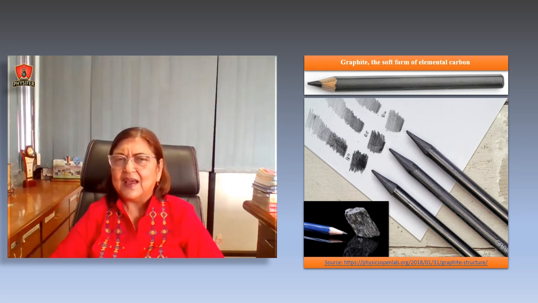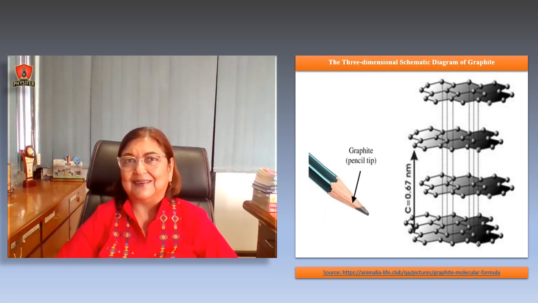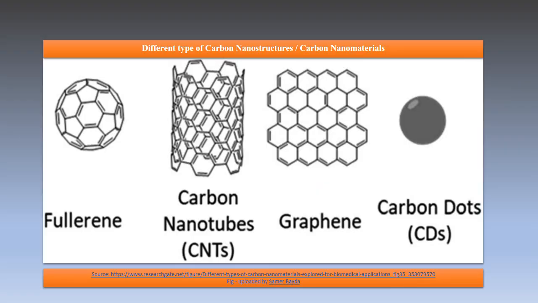For example, carbon in the bulk form is very soft, as in the core of the writing pencil, which is made up of graphite, a soft form and an allotrope of carbon. Its molecular structure comprises hexagonal layers of carbon atoms. The same carbon, when converted into the nanoform like carbon nanotube, becomes stronger than steel.